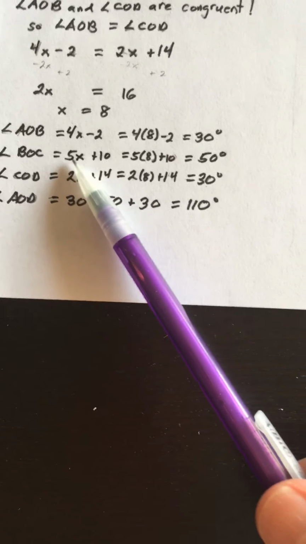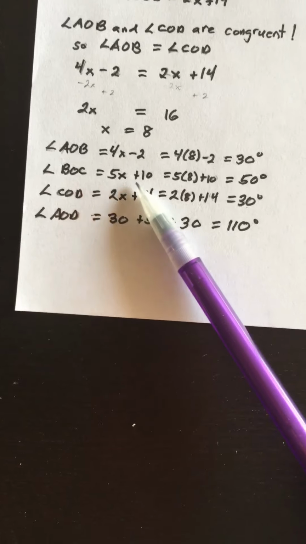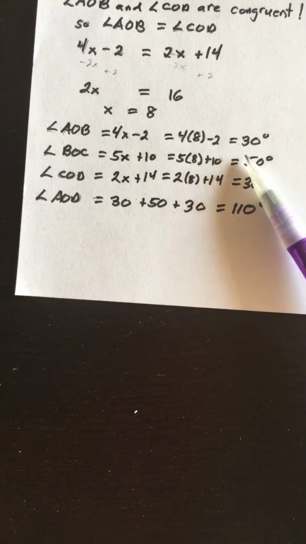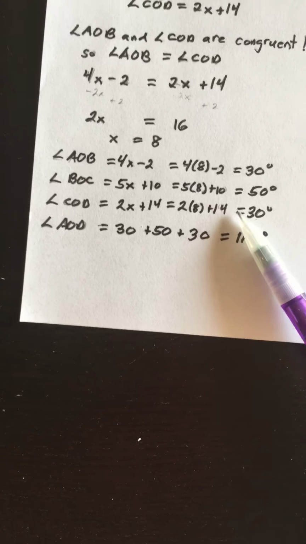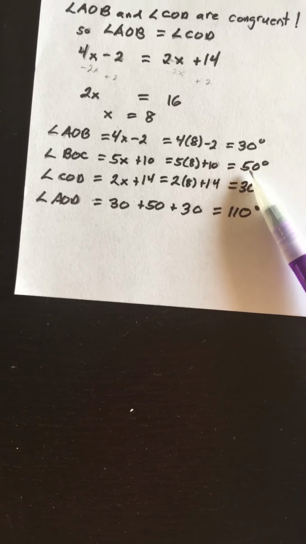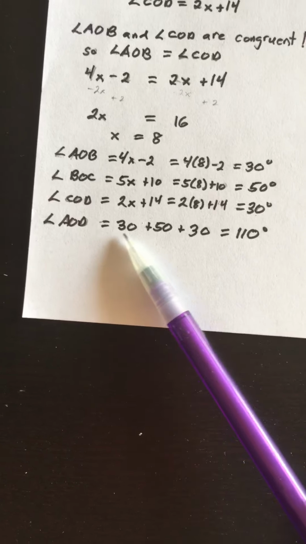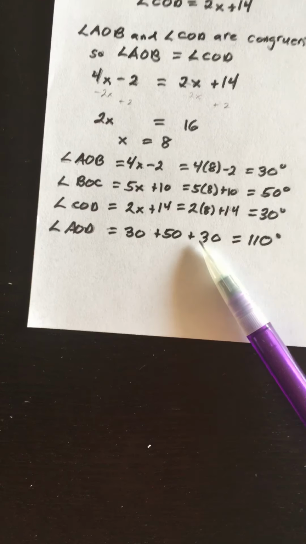I can then plug that back into the formula, and I have 4x minus 2 becomes 30 degrees for AOB. For BOC, I get 5x plus 10, which is 50. COD is 2x plus 14, which is 30. And because it's congruent to AOB, it's the same number. And then the total angle is the sum of those, 30 plus 50 plus 30, it's 110.